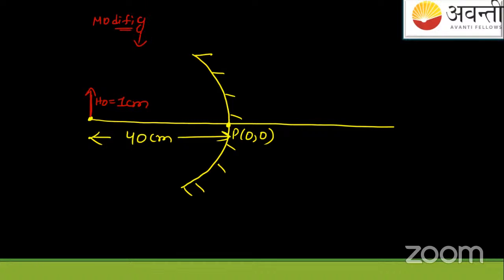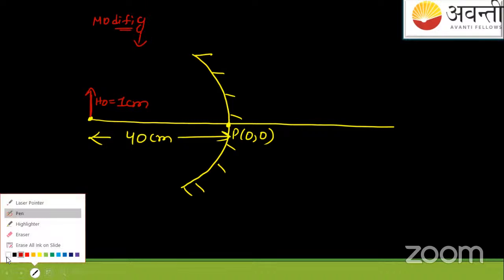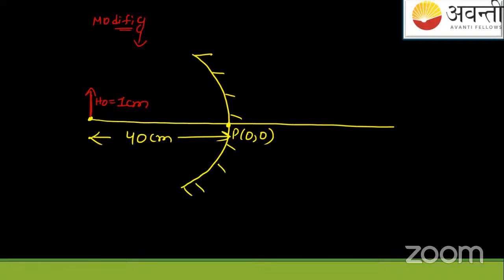Now I'll solve this question very easily. So you're given here that the object distance u is equal to -40.